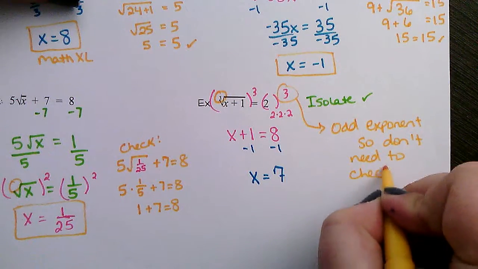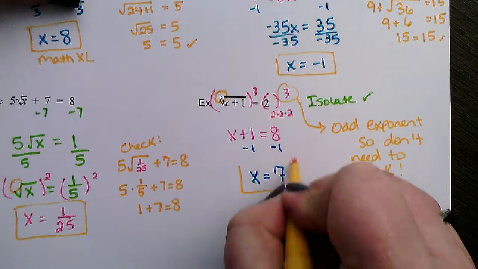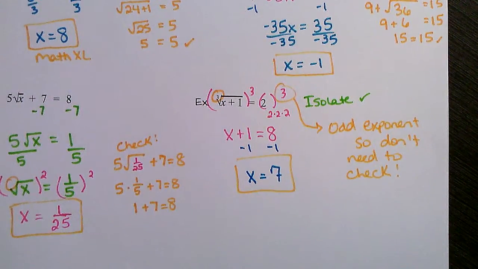Those false solutions are only given when we have even indexes. Okay, good luck on your Math Excel. Let me know if you have any questions.